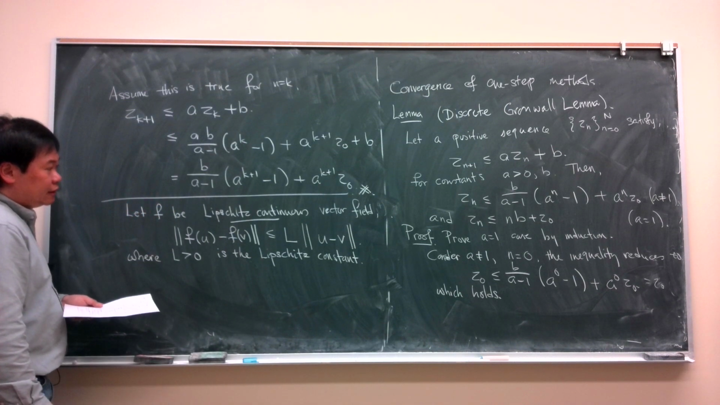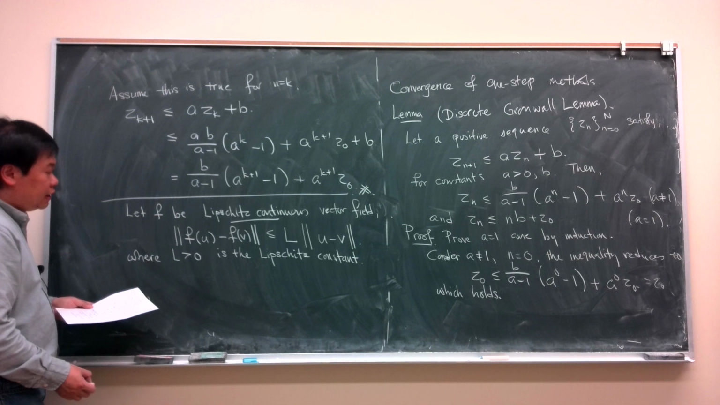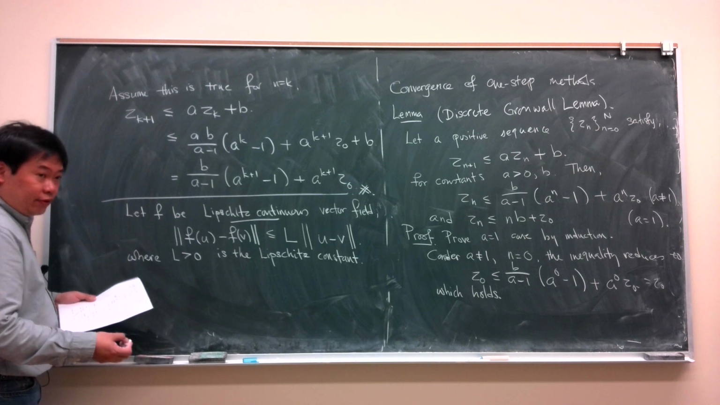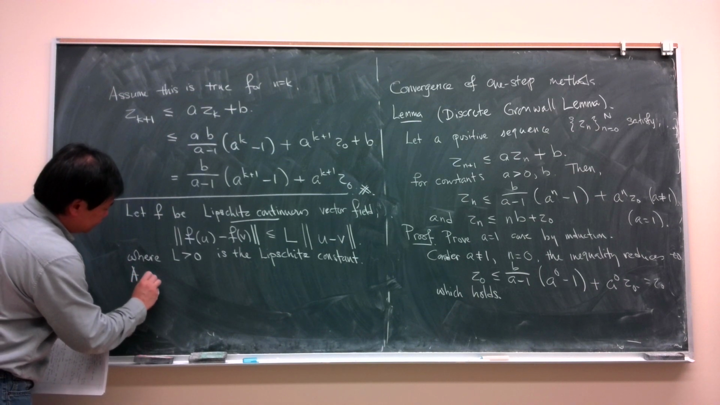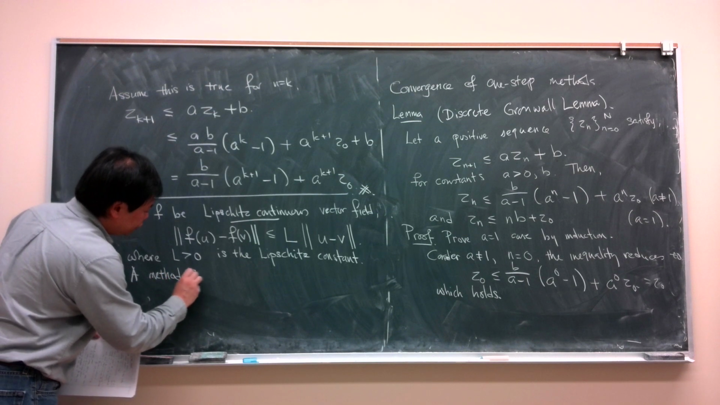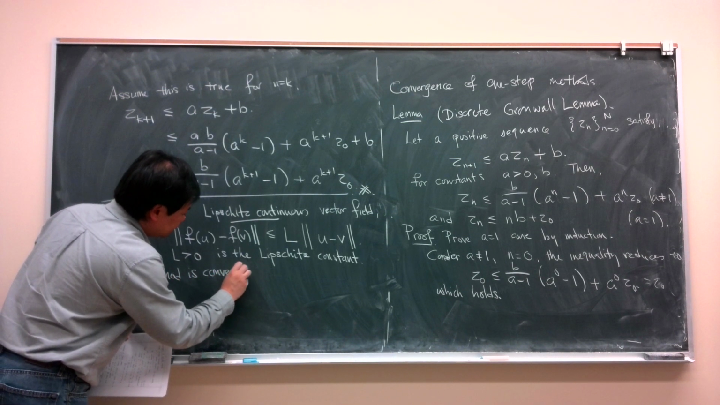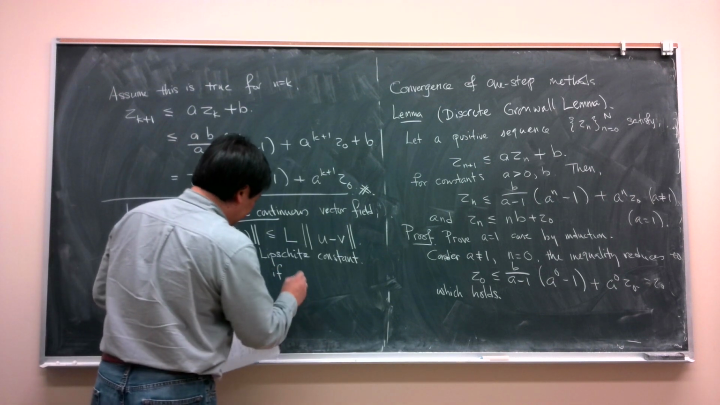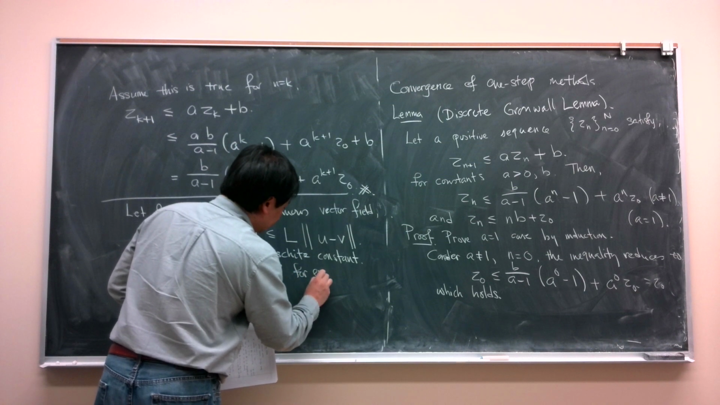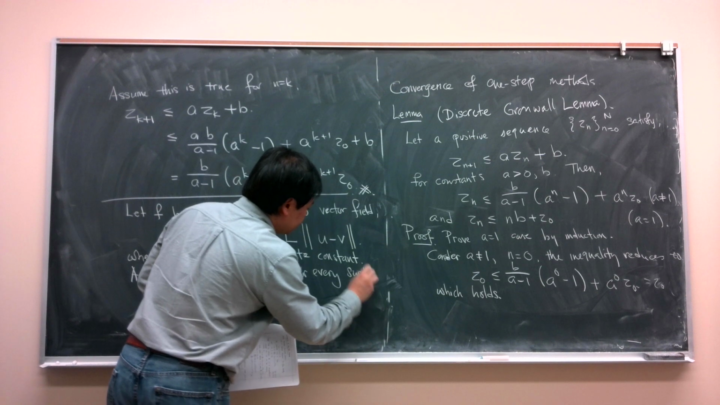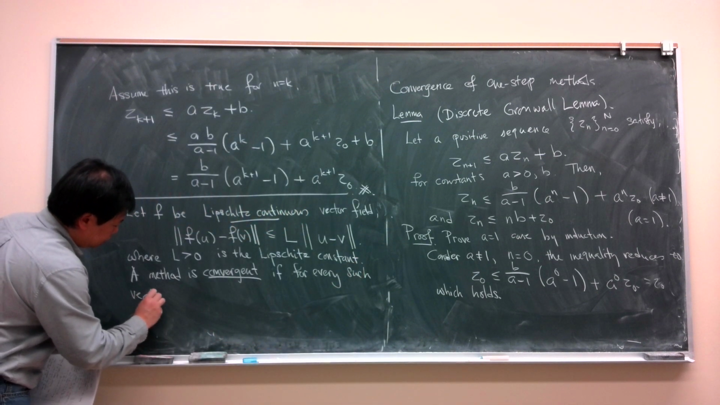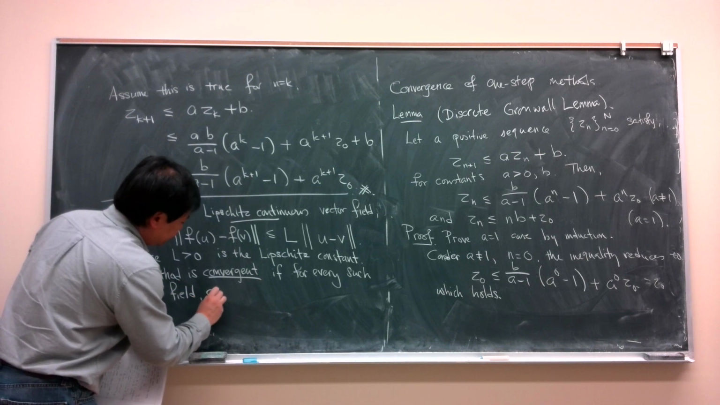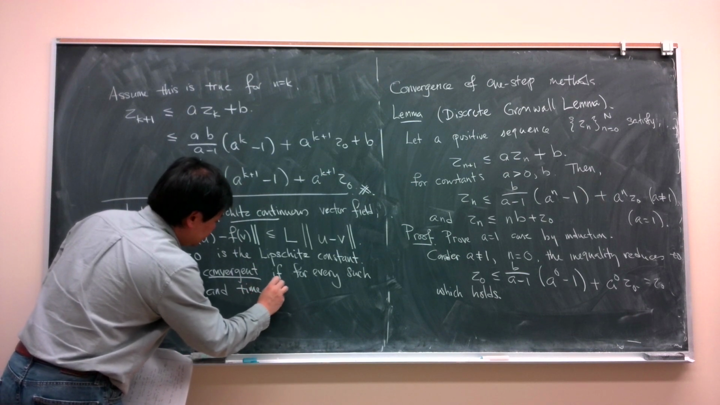All right, so if you have this vector field which satisfies this Lipschitz continuity condition, then you can talk about whether a numerical one-step method is convergent. So a method is convergent if, for every such vector field, you have the following property. And you have to give me a time T.